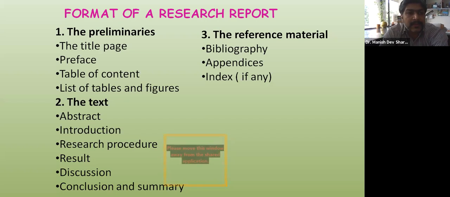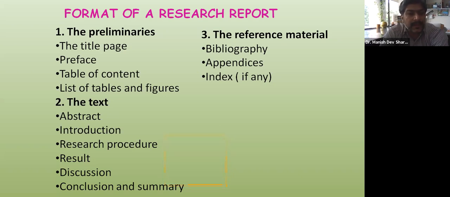The first is preliminaries, the text, the reference material. In preliminaries, we have a title page. In the title page, we simply have the name of the project, the year of its starting, the year of its submission, and the related or funded institutions. Specifically define the purpose.